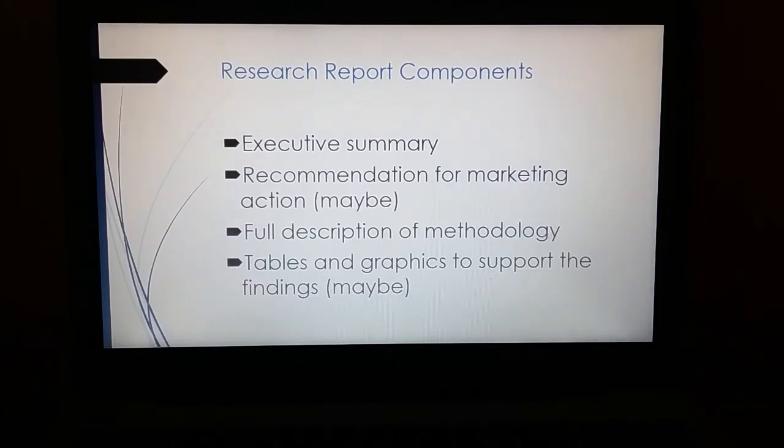All right, so finally, let's just talk about what it's going to look like. What will a research report look like? You can have an executive summary, which summarizes what you've learned in a short, easy to read format. The recommendation for what the marketer should do, the description of the methodology you went about, and then tables and graphs that confirm and support your findings.